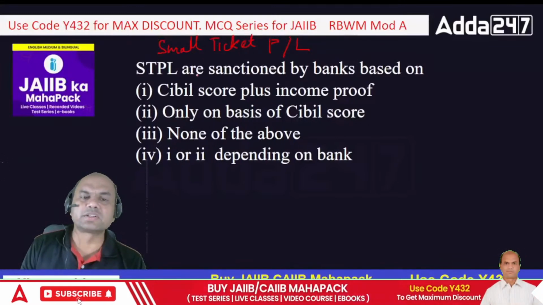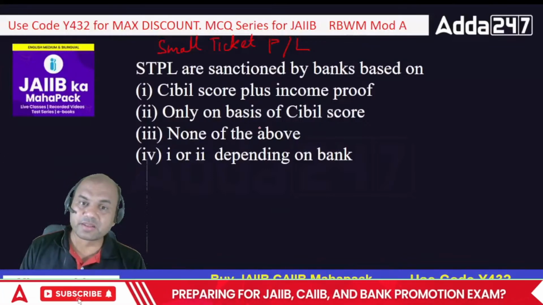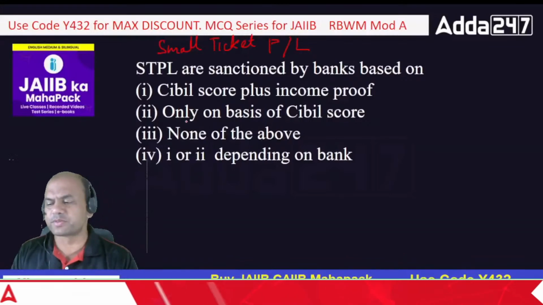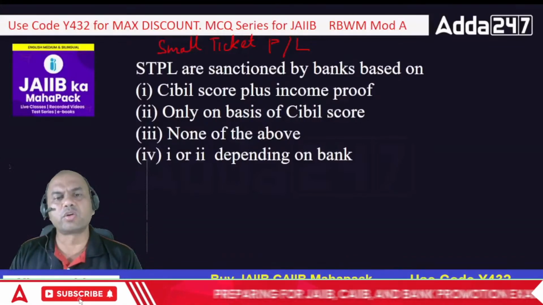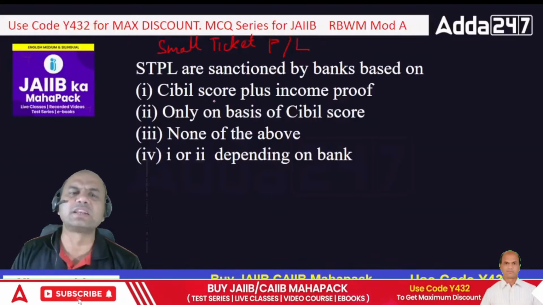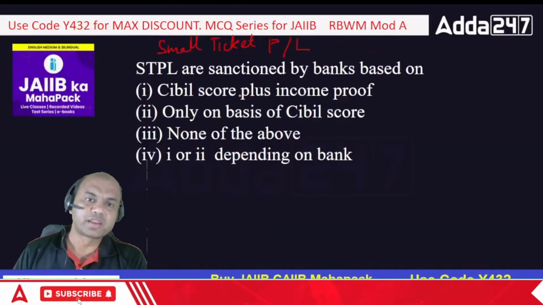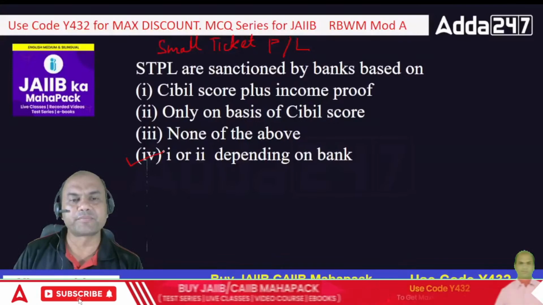So they are sanctioned on what? CIBIL score plus income proof. Only on the basis of CIBIL. None of the above, and one or two depending on the bank. So one or two. Does any bank give it only on the basis of CIBIL? Does your bank give it only on the basis of CIBIL? Or do you ask for income proof? You ask for this 3 years balance sheet and then CIBIL score, right? So the correct answer is this, one or two depending on the bank.